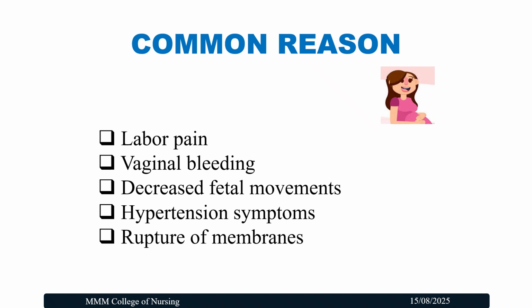Next, the common reasons why we follow obstetrical triage in the ward or the labor ward. Here we assess the labor pain, whether she is having normal pain or whether obstetrical labor is happening. All those things we are able to assess, and we can provide appropriate care to the mother and the fetus. Next we assess for vaginal bleeding, decreased fetal movement, hypertensive symptoms, and rupture of membranes. In all these cases, we assess and give priority based on the situation.